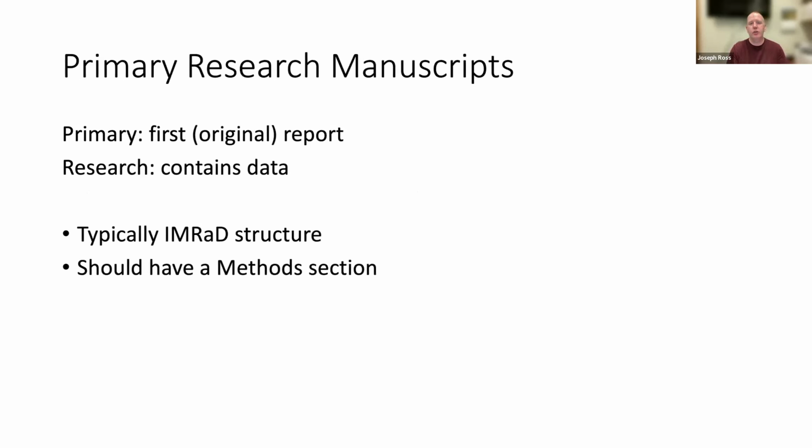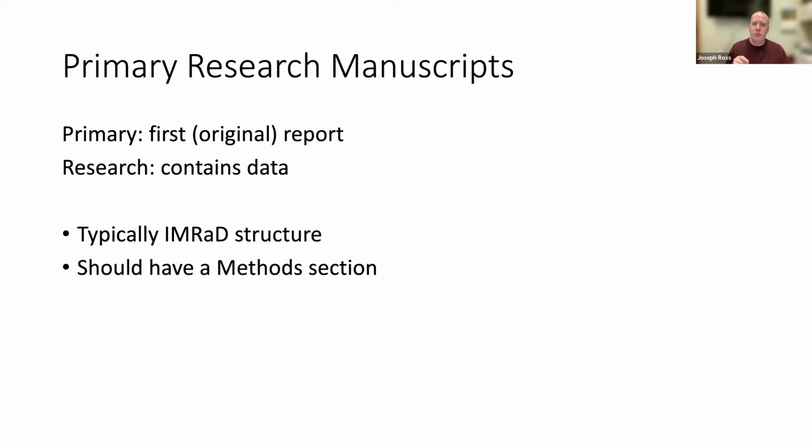So again, research manuscripts we've already taken a look at in some previous videos. Primary means it's the first report or the original report of some new research data. The research part of primary research manuscript means that there is data in them. They're typically written, although not always, in the IMRAD structure: introduction, methods, results, and discussion.